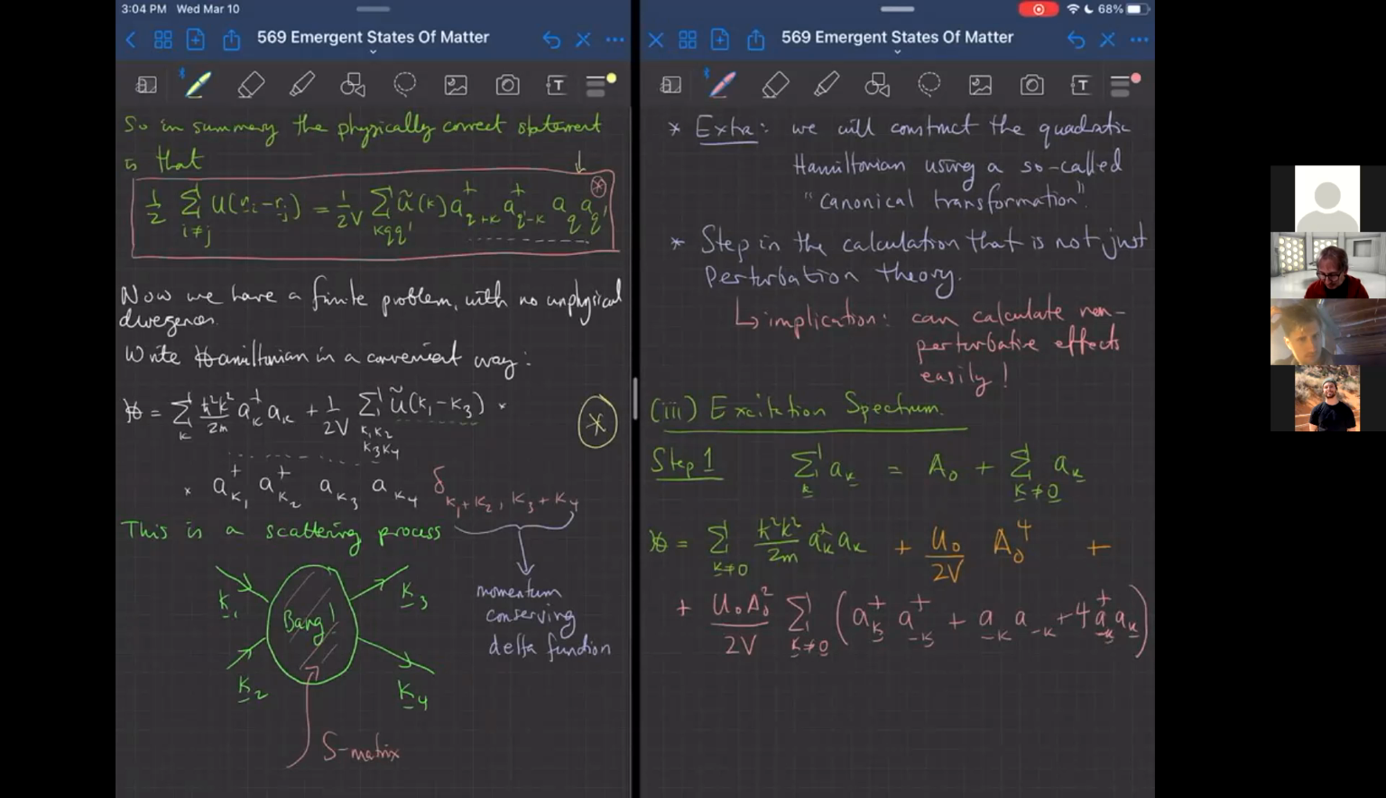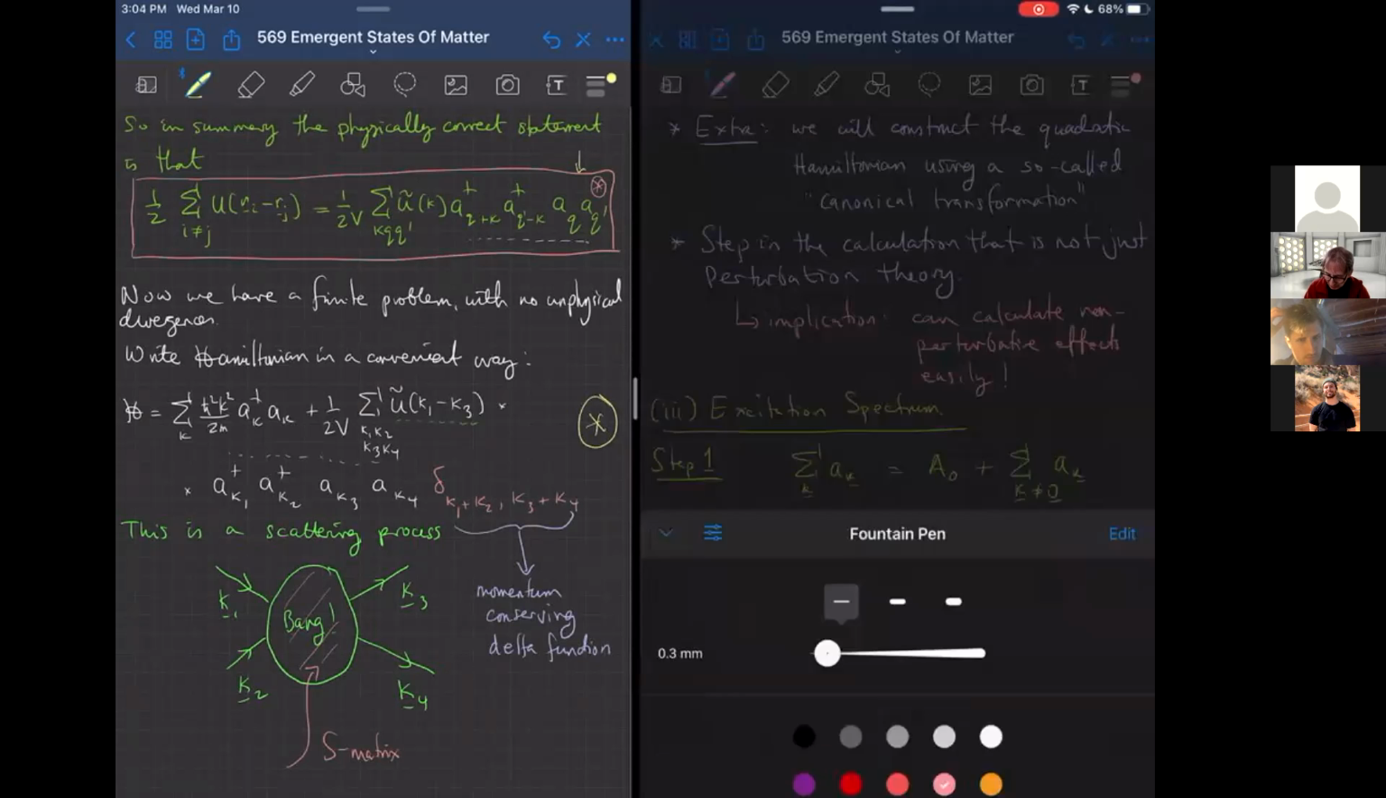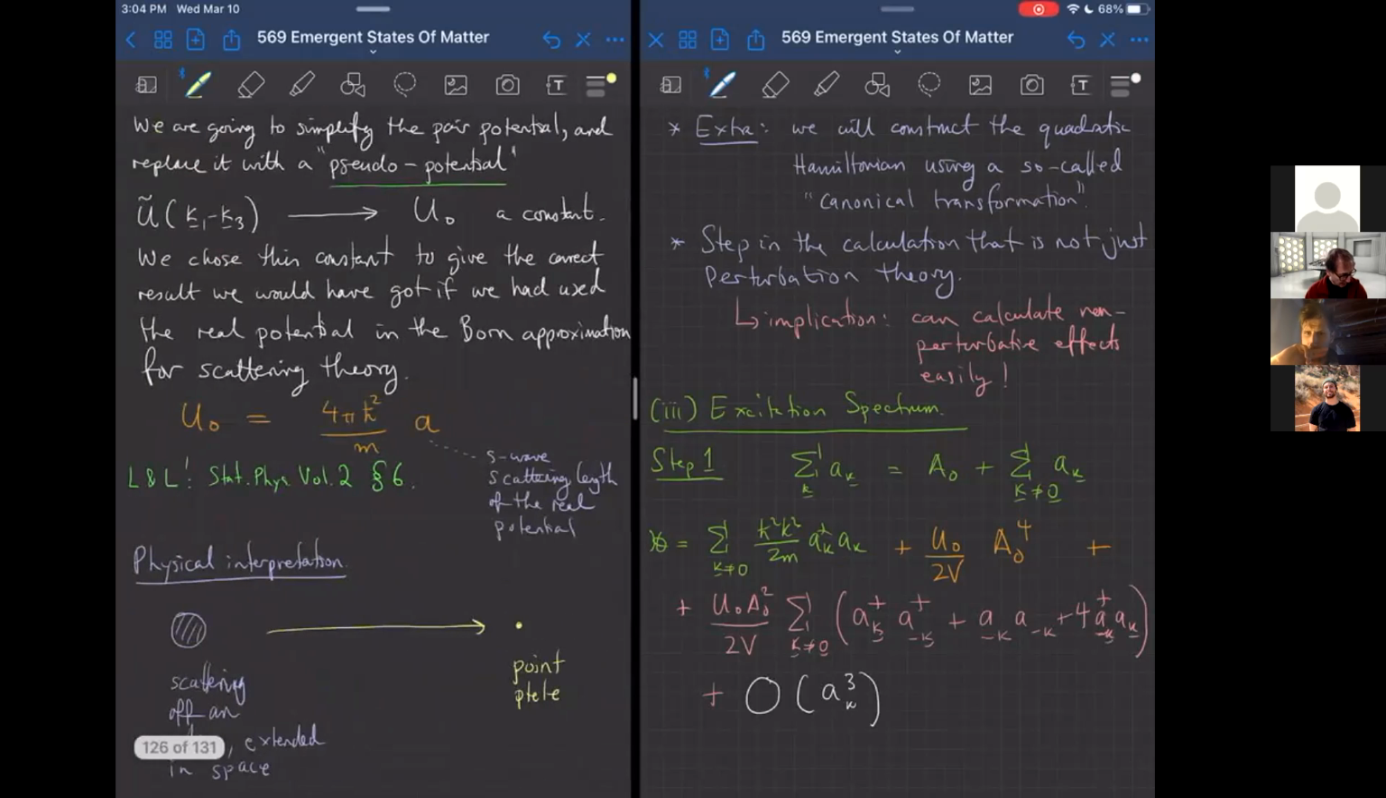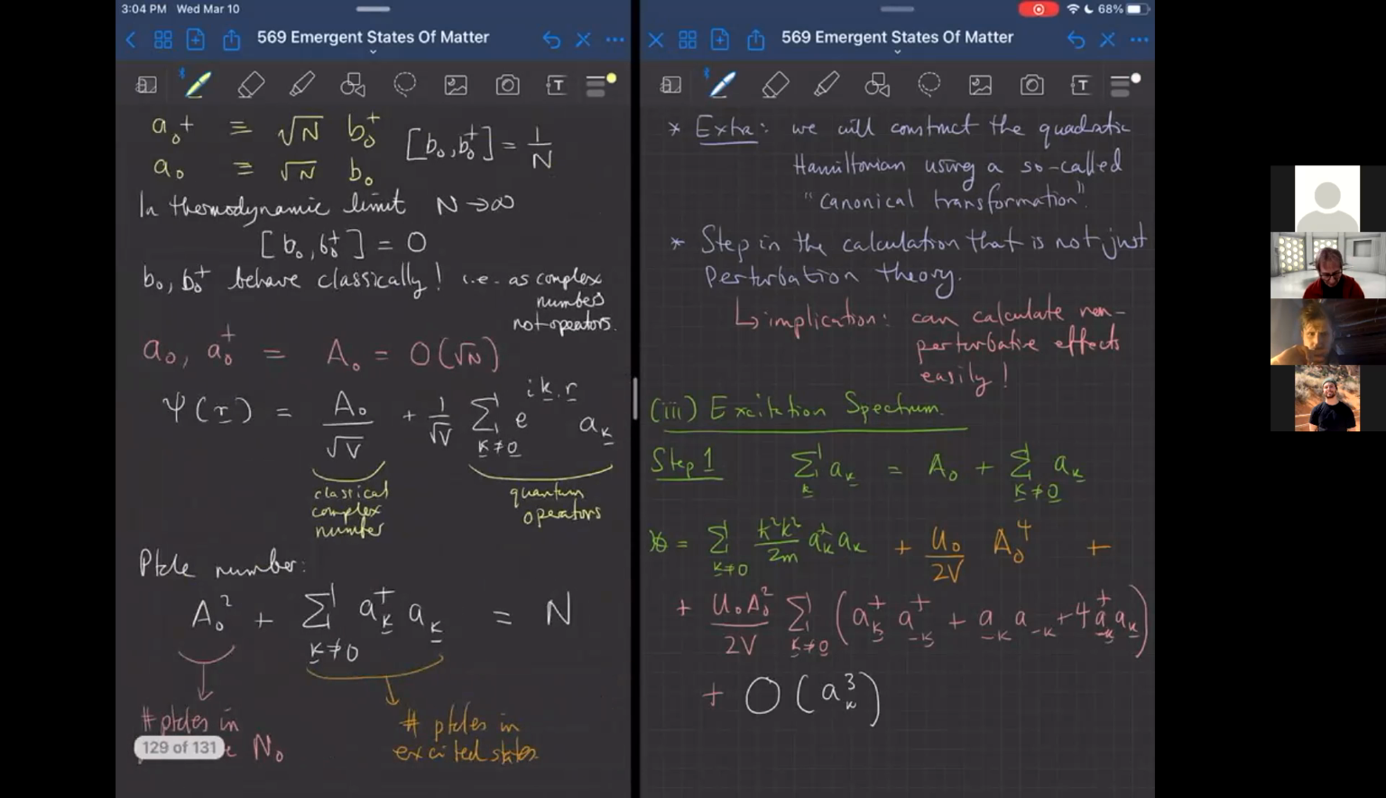And then in principle, I've got terms that are higher order still, and they would therefore be a product of one capital A_0 and three a_k's. I'm just going to say that there's something of order a_k cubed, and I'm not going to compute them because I only want to compute to quadratic order. So we're going to neglect those terms because we're going to assume that they're small. Okay, so that's how I write the Hamiltonian. And the next step that I'm going to do is I'm going to use exactly this formula over here. How convenient, it just popped up.